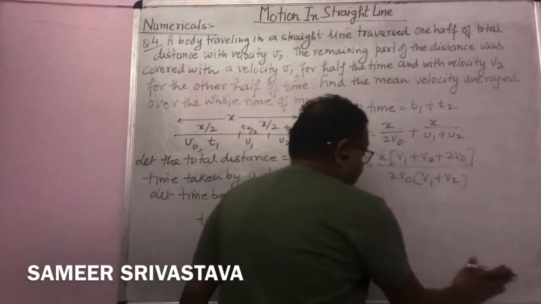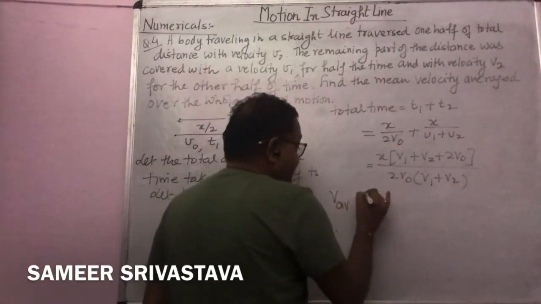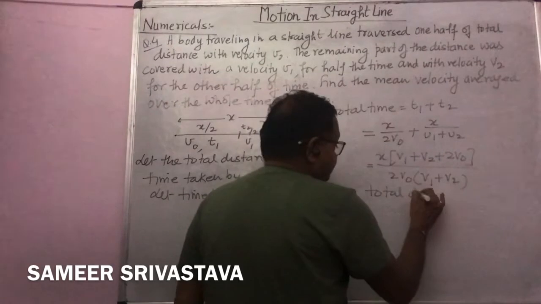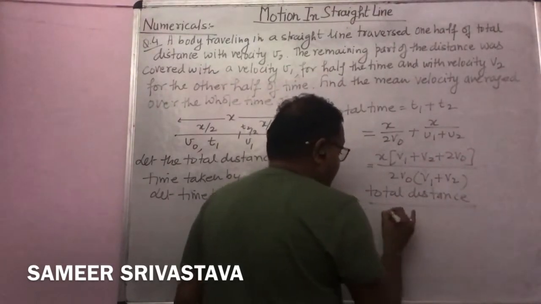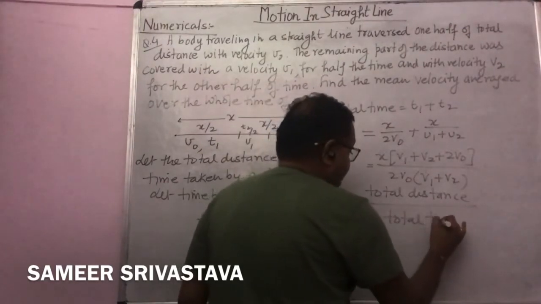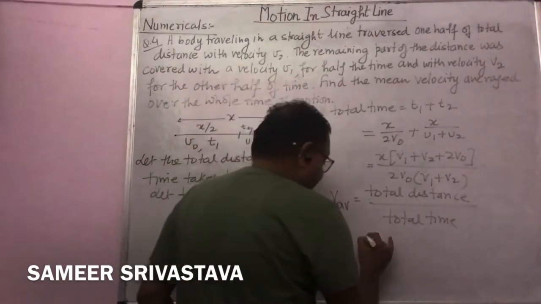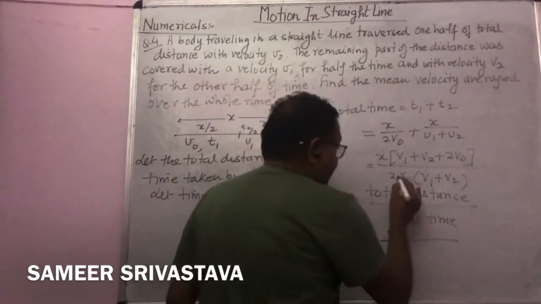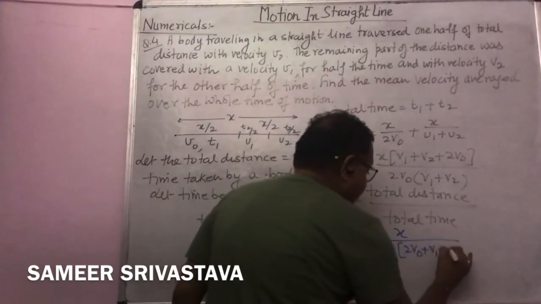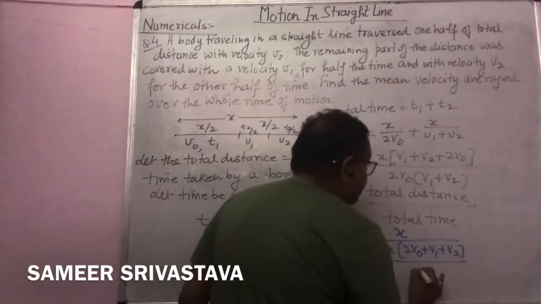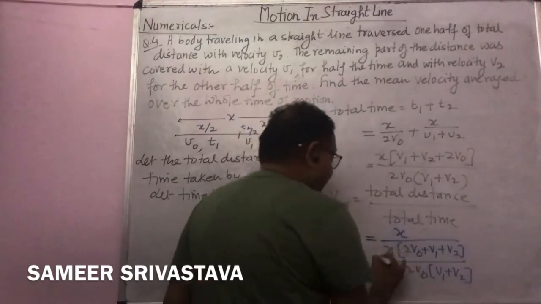Okay. Now we have to find the average speed. So V average is written as total distance covered upon total time. So total distance is x and total time is x times 2v naught plus v1 plus v2 upon 2v naught times v1 plus v2. Okay, x is cancelled out.